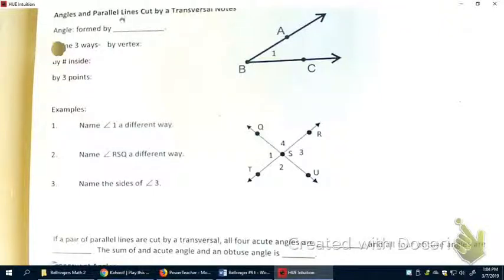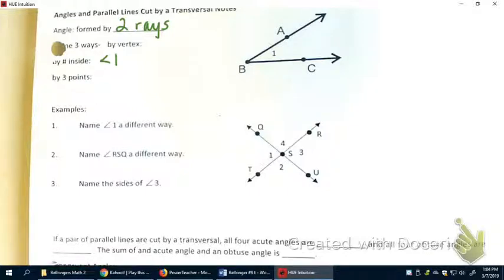So an angle is formed by two rays. There's one ray and another ray, and they come together and make an angle. If I want to talk about what angle that is over there, there are three different ways I can talk about the angle. Okay? There's a number that's inside the angle. That's one way. That's angle 1.